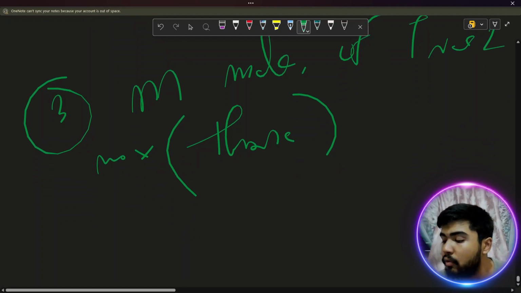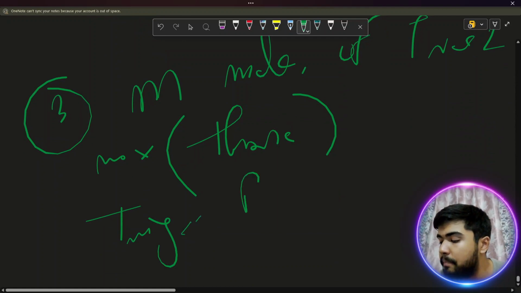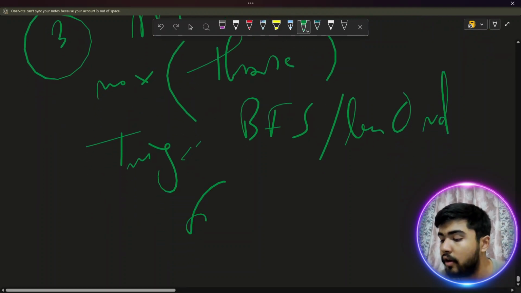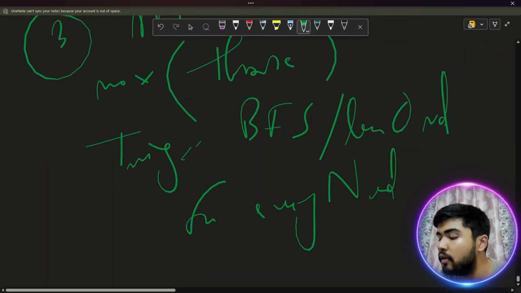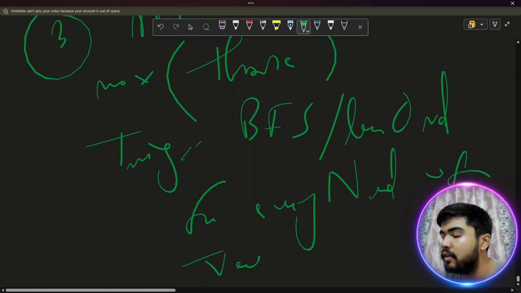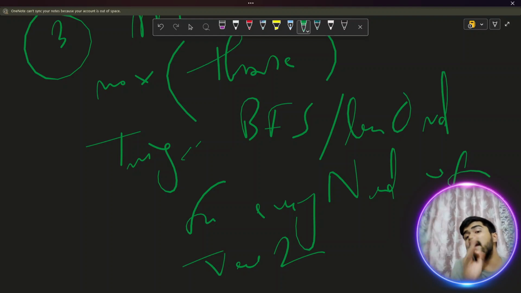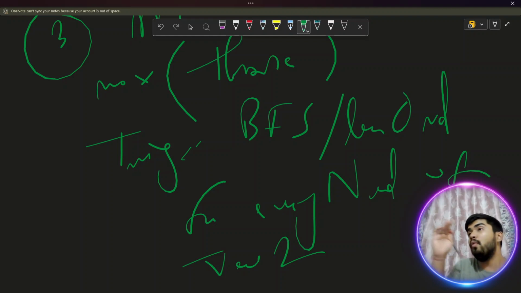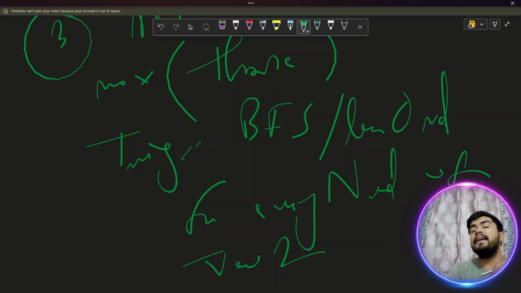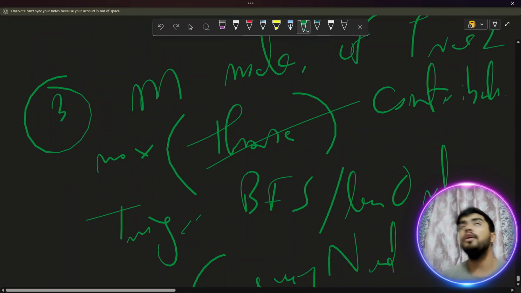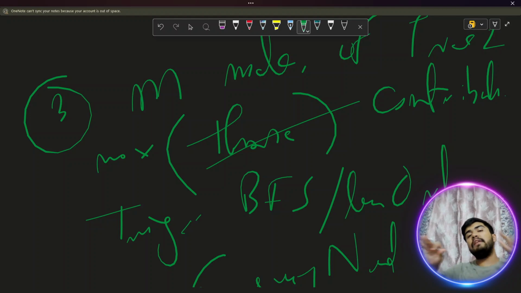So that's the reason we have to trigger our BFS or level order traversal for every node of tree 2. Yes, we definitely have to trigger a BFS or level order traversal for every node of tree 2, and check what contributions it can make. What contribution can it make going to its k minus 1th level? From that node to its k minus 1th levels, how many nodes can it explore? So I need basically the max of those.